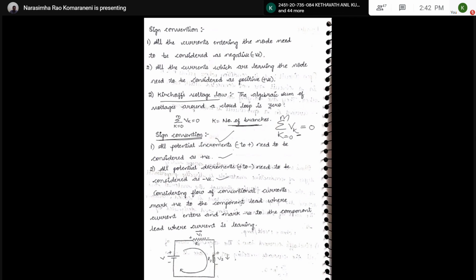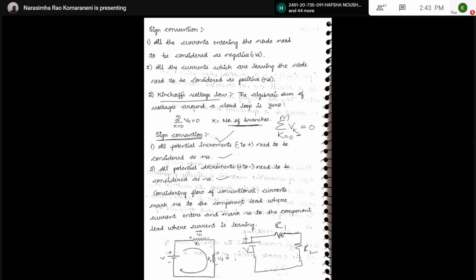Now we'll see for this given circuit how to write a simple KVL equation. See this diagram. The circuit consists of a voltage source, one battery V, and resistances R1 and R2 connected like this. This is R1, R2.